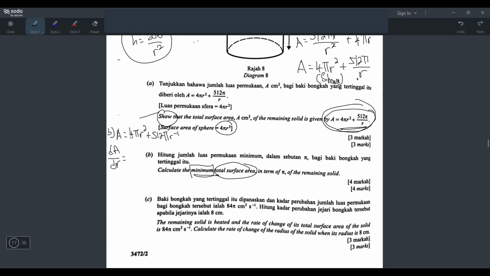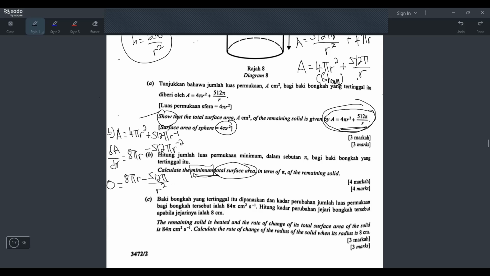Okay, what is the differentiation of this equation? Differentiate means you take the power, multiply by the number in front, and then power -1. So 2 times 4 is 8, and then power -1 is 8 pi r. This one also the same: power multiply in front, -1 times 512 is -512, and then power -1 becomes r power -2. So you will end up with 8 pi r minus 512 pi. The r power -2, you can bring it down to become r power 2. And you will take this whole thing equals 0.